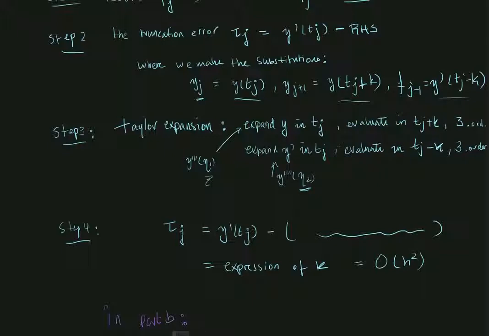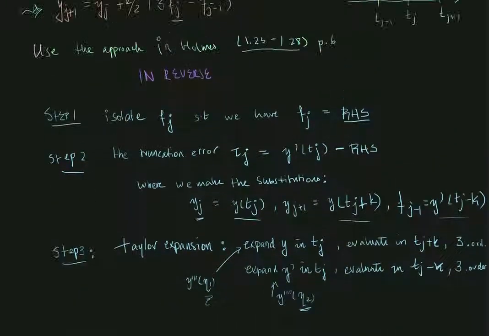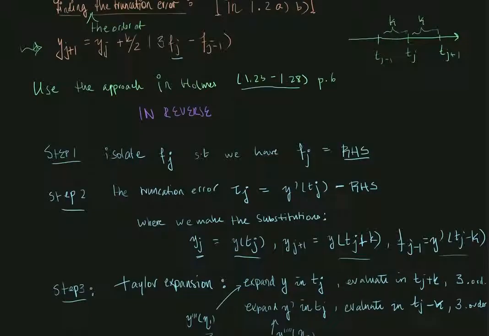And in part B, you just do exactly the same. But instead of doing these two exact Taylor expansions, you have to expand y in tj and evaluate in tj plus k and tj minus k respectively instead, because of the way the finite difference method is constructed. And also in part B, you should arrive at the conclusion that the truncation error is big O of h. So this is more or less a walkthrough of how you do the first exercise.